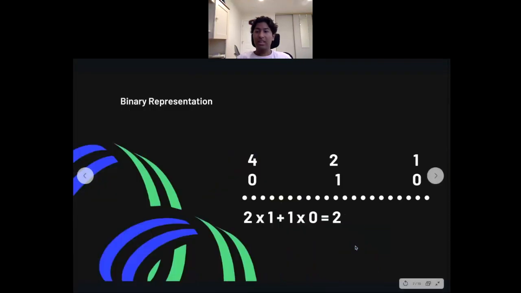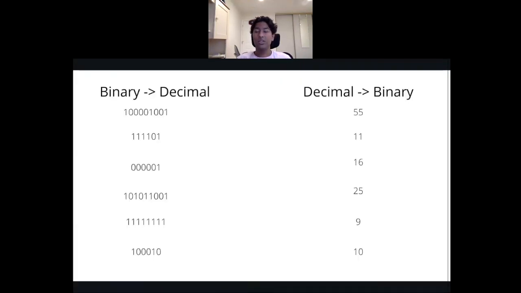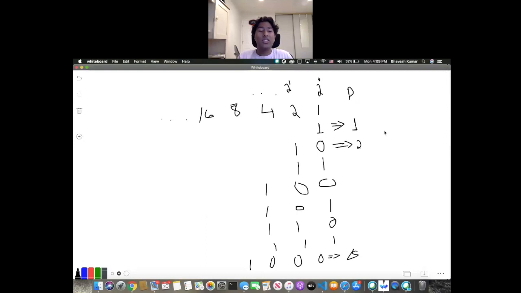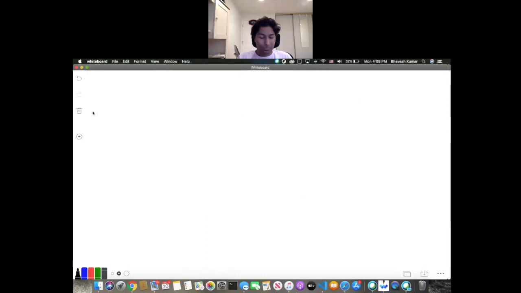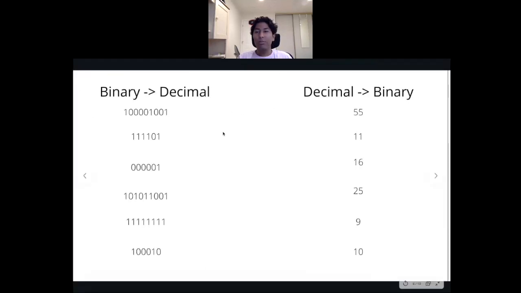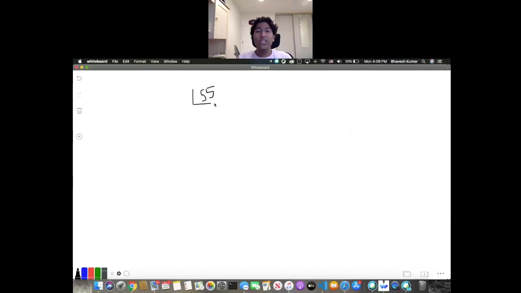Here are some practice problems that you can use to sharpen your skills of binary. For most of these binary problems, you can probably use the system I talked about. But to convert decimal into binary, there's a special secret and a special technique. For example, if we were to convert the number 55 into binary, we would use simple division to convert 55 into binary as quickly as possible.